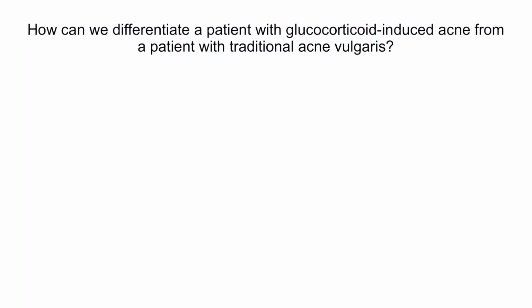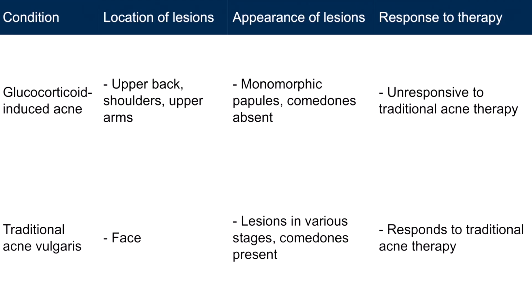Okay, this is a question that wants us to be able to distinguish two commonly encountered types of acne. Here we've chosen to break these down by three characteristics: the location of the lesions, the appearance of the lesions, and the response to therapy. With this information alone, you should have no trouble answering a step question on the topic. Now, for glucocorticoid-induced acne, the lesions are primarily found on the upper back, shoulders, and upper arms. And this is different from traditional acne vulgaris, which is most commonly seen on the face.